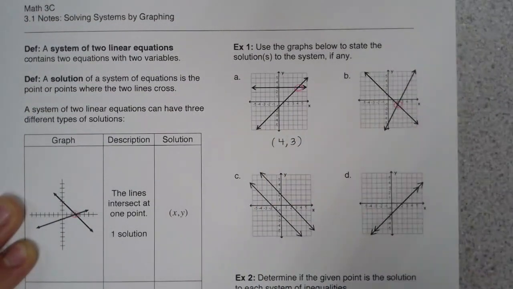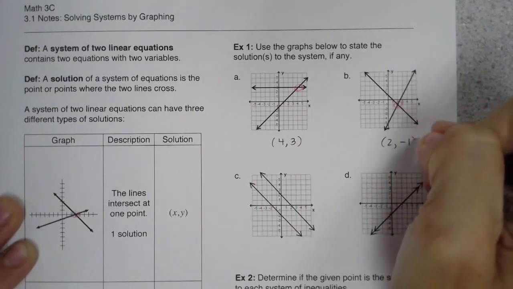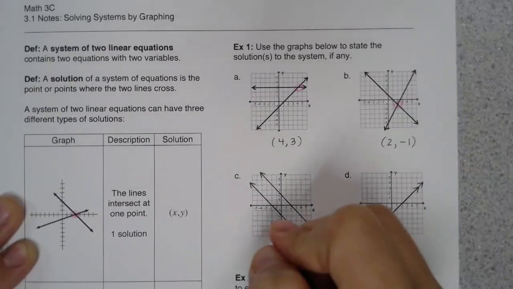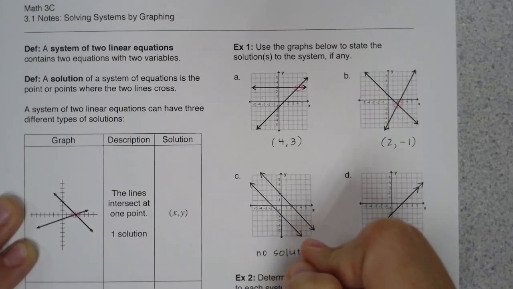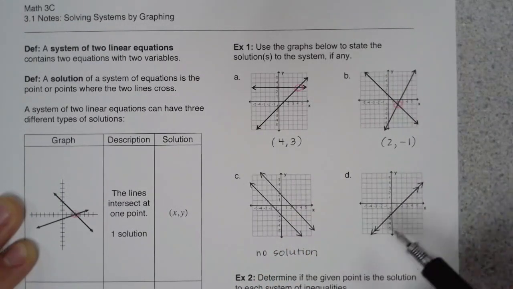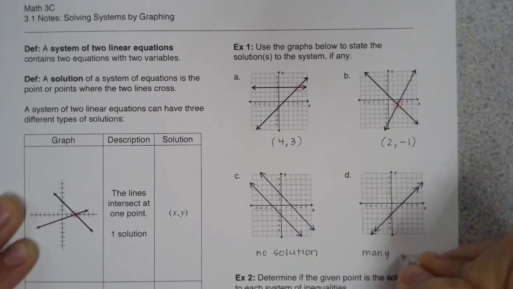On letter B, the solution to the system is the point 2, -1, because that's the point where the two lines cross. On example C, these two lines never intersect, so we say that they have no solution. And lastly, on example D, these two lines are the same line. They intersect everywhere, and so for this one we say that they have many solutions.